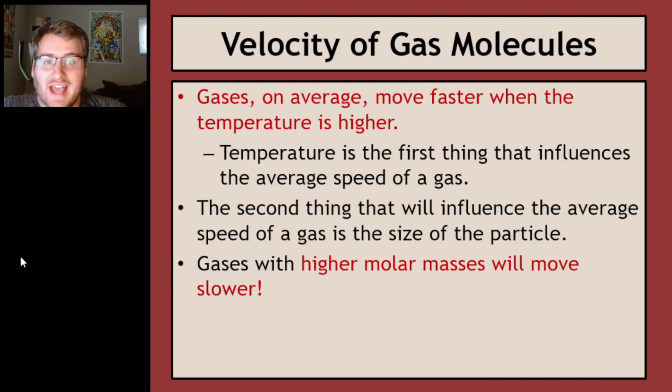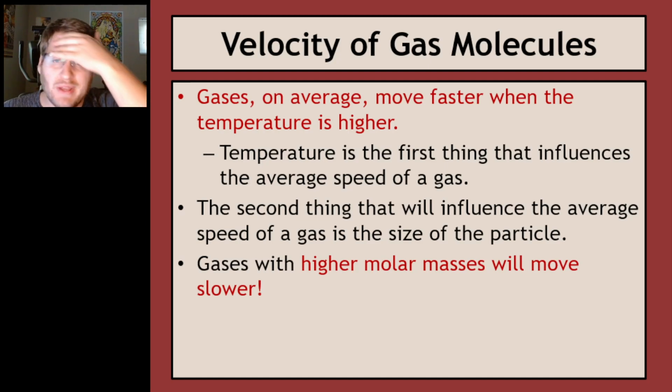Gases, on average, move faster when the temperature is higher. So the individual particles themselves move faster at a higher temperature. Temperature is the most important, the most basic thing that influences the speed of a gas. If the temperature goes up, the gases are going faster. Now there are some other things as well.